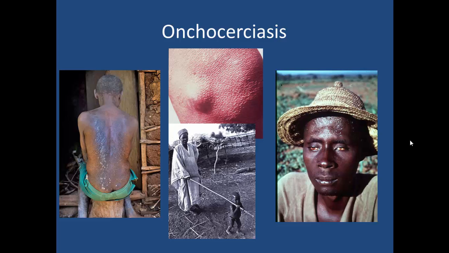So onchocerciasis is a very, very famous disease from a public health standpoint. It's one of the first diseases, other than smallpox, that was actually targeted for elimination, and the program has been going on for many, many years. It's been quite tricky. This disease actually is one of the earliest diseases for the NTD programs, and we'll talk about some of those programs soon.